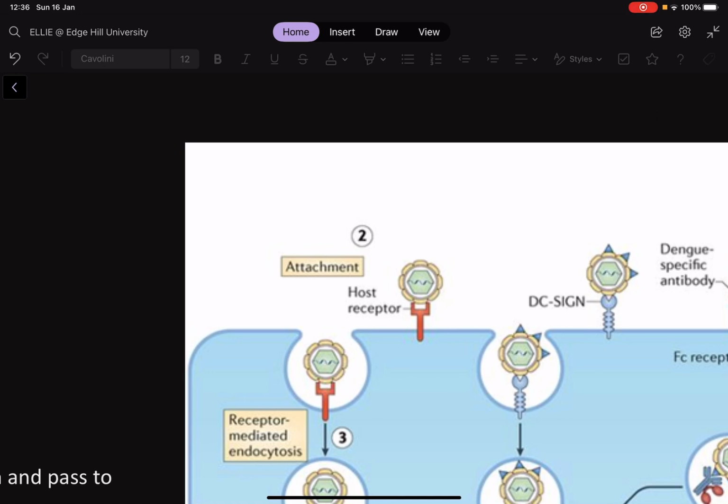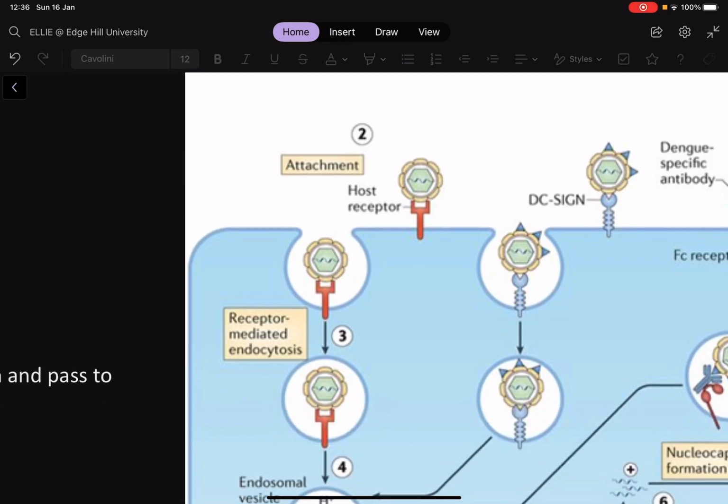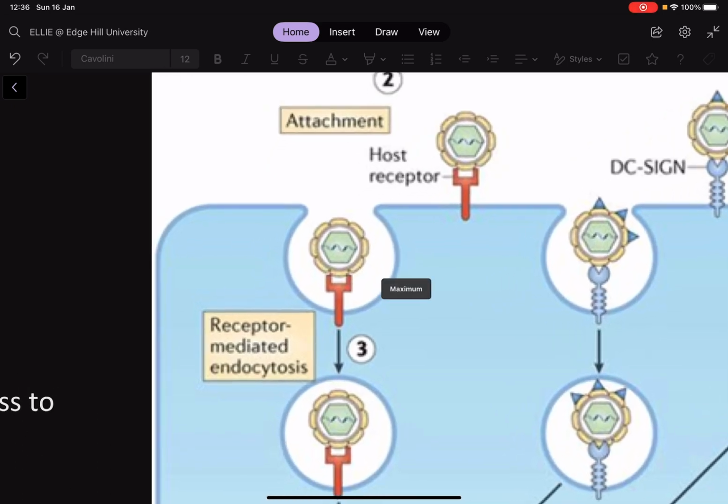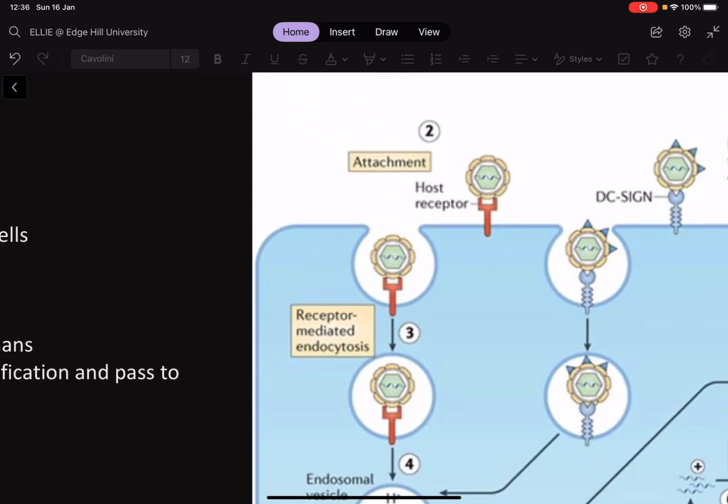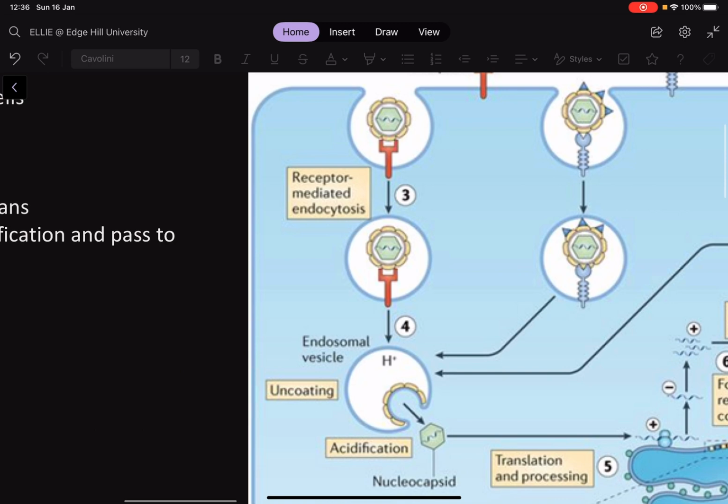It goes inside through a process called receptor-mediated endocytosis, which basically means the receptor helps it. It triggers receptor-mediated endocytosis, so the virus enters into the cell, getting across the membrane. That's the mechanism by which dengue virus particles enter your cells.